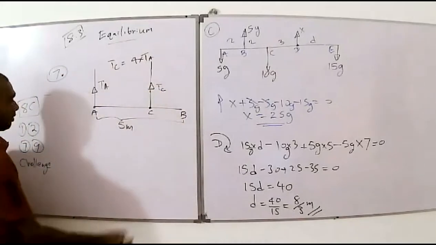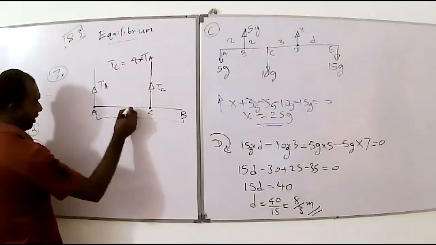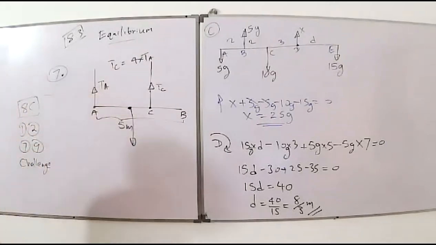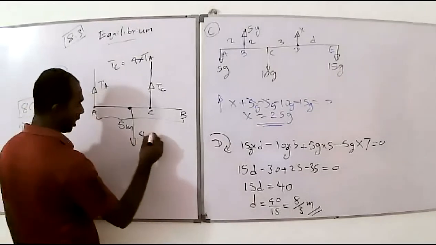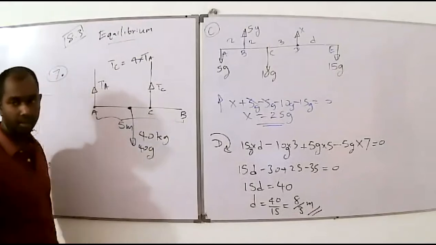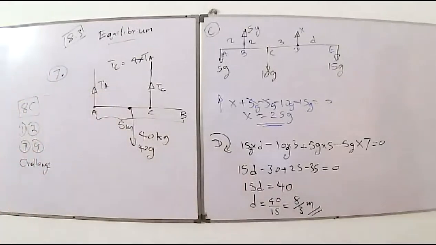Since the rod is uniform, you can take the weight at the center. The weight is 40 kilograms, so it is 40 into G, 40G newtons downward. Find the tension of the wire at C. How can we do it?